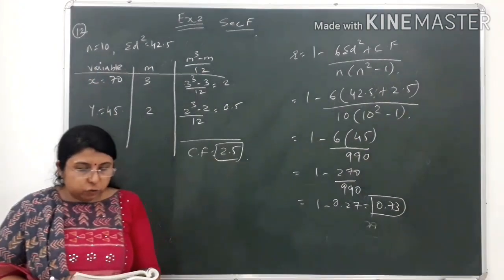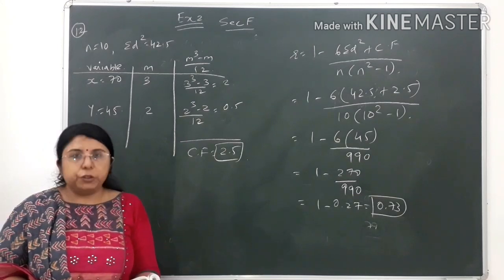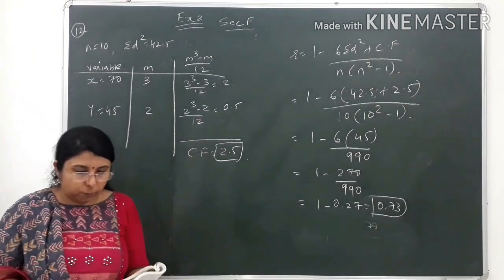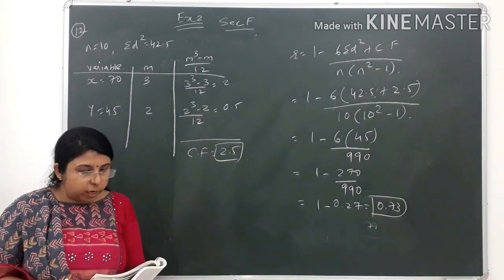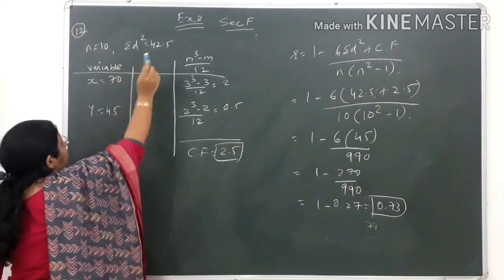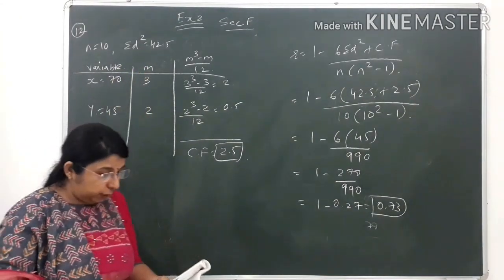These data are ranked to find the rank correlation coefficient. It means the formula has been clearly mentioned, that is the rank correlation coefficient method that you have to apply here. And the sum of squares of the rank, it means sigma d square, that is given to you as 42.5.